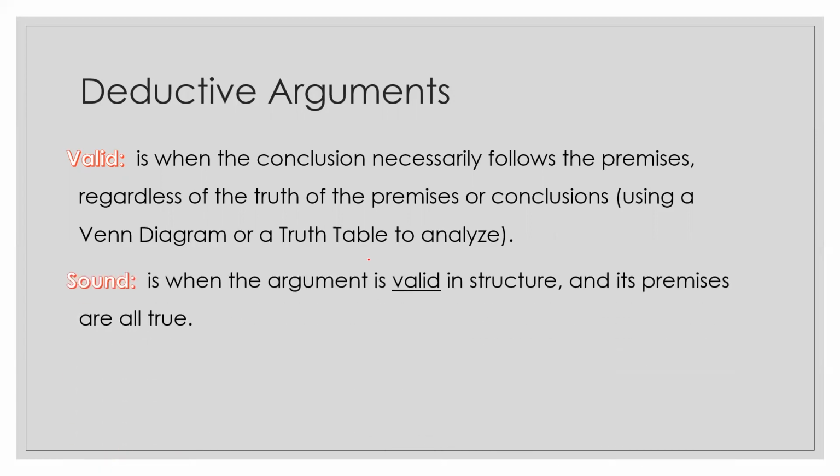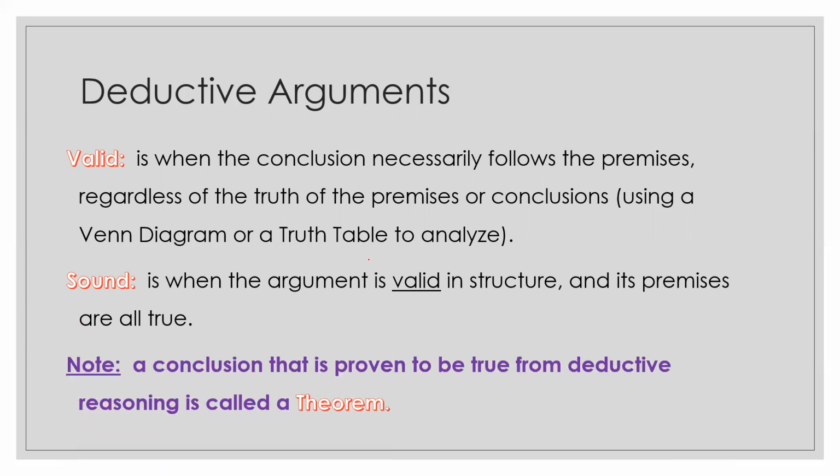Now, an argument is considered sound when it is valid in structure and its premises are true. And note that a conclusion that is proven to be true using deductive reasoning is called a theorem, as opposed to when you use inductive reasoning, that's called a conjecture or a hypothesis or an educated guess. So that's the difference between the two.